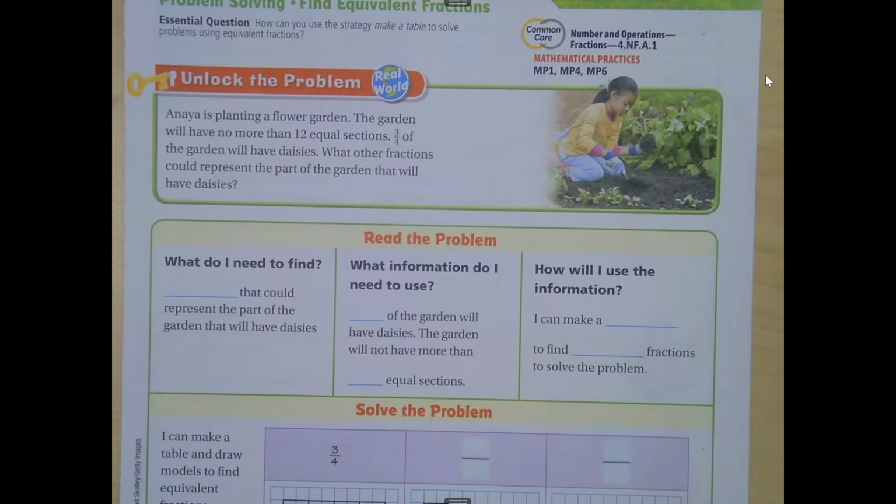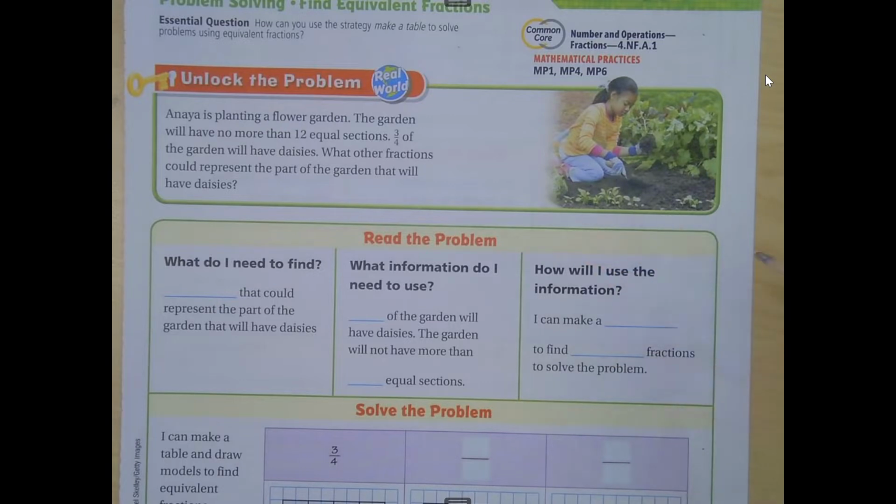Here we see a picture of Anaya. Anaya is planting a flower garden. The garden will have no more than 12 equal sections. 3/4 of the garden will have daisies. What other fractions could represent the part of the garden that will have daisies?